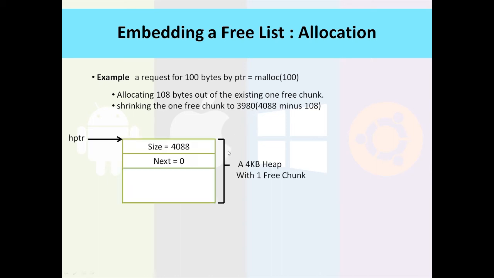So what does this actually look like? Well, here we have our heap, a 4 kilobyte heap with one free chunk, no allocated data, and the size is 4088 as I alluded to in the question. It has a next pointer, but there are no other chunks that it's pointing to. This is the representation of your heap before this allocation.